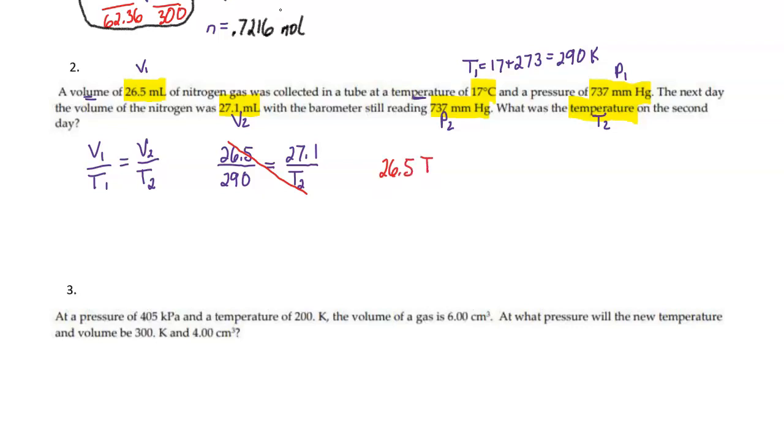26.5 times the T2. You just write these next to each other. Then say equals. When you do cross multiplication, you're saying that the diagonal products are equal. Now multiply this direction. 290 times 27.1. Cross multiplication takes an equation that uses fractions and makes an equation that no longer has any fraction.